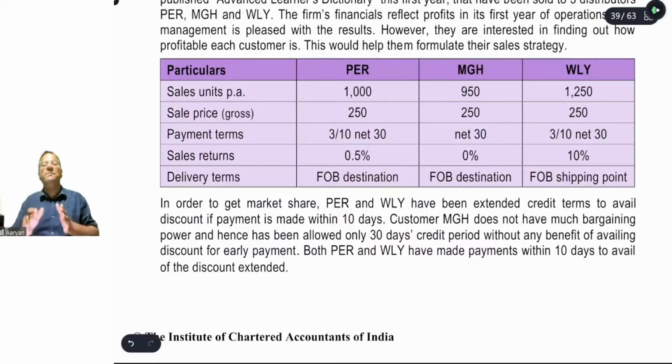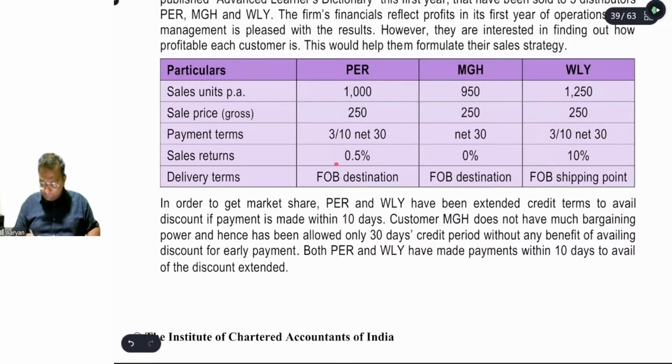Otherwise, the credit period is 30 days. If you make the payment in 10 days, then we will provide you 3% discount, the cash discount. Otherwise, the credit period offered to you is 30 days. Here there is no cash discount, the credit period is 30 days. Same here, if you pay within 10 days you will be eligible for 3% cash discount, and net 30 means the credit period offered to you is 30 days from the date of invoice.